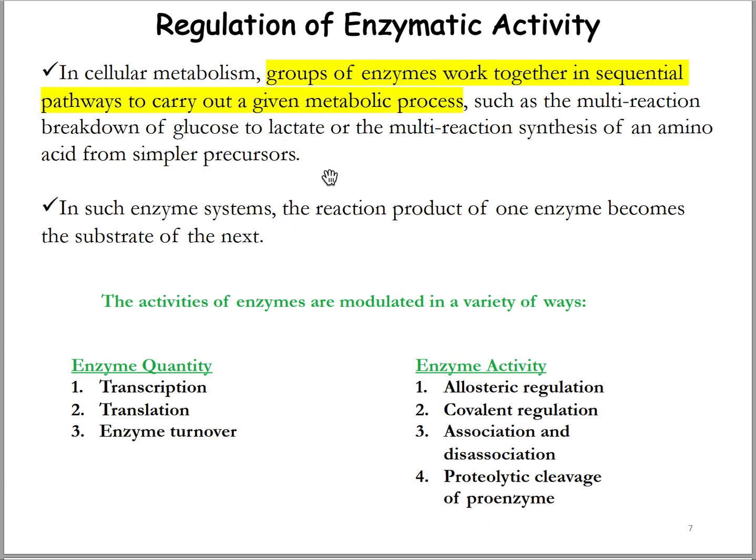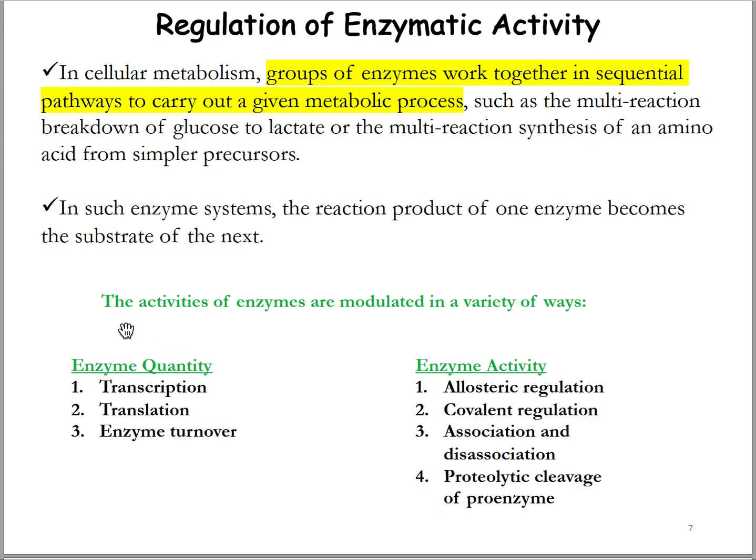In cellular metabolism, groups of enzymes work together in sequential pathways to carry out a given metabolic process, such as a multi-reaction breakdown of glucose to lactate, or the multi-reaction synthesis of an amino acid from simpler precursors. In such enzyme systems, the reaction product of one enzyme becomes the substrate of the next. The activities of enzymes are modulated in a variety of ways.